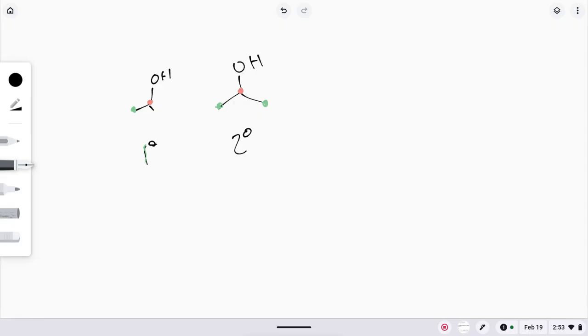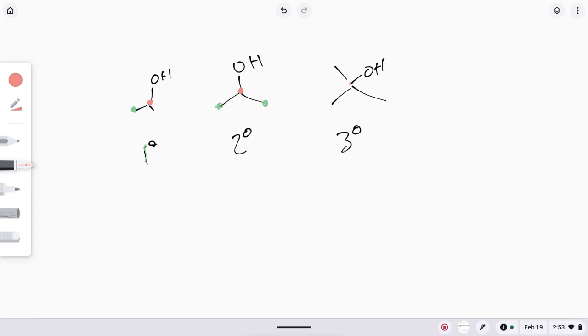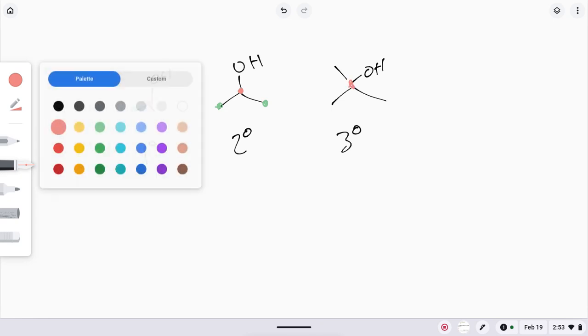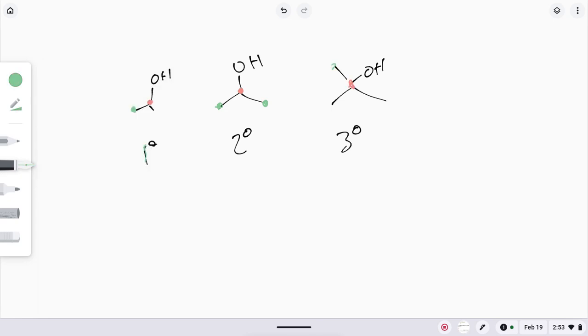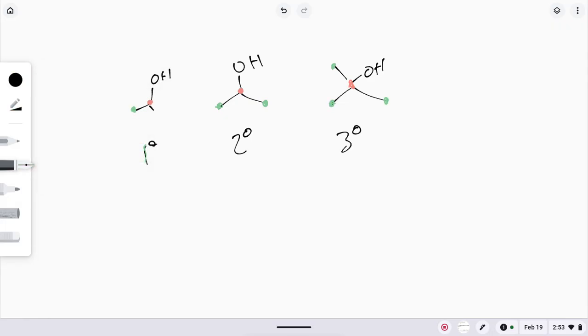But it could also be tertiary. If there are going to be 3 carbons attached to that central carbon, it'd have to look something like this. Again, that central hydroxyl bearing carbon has 3 different carbons attached to it. So that's a tertiary alcohol. These all would have names.